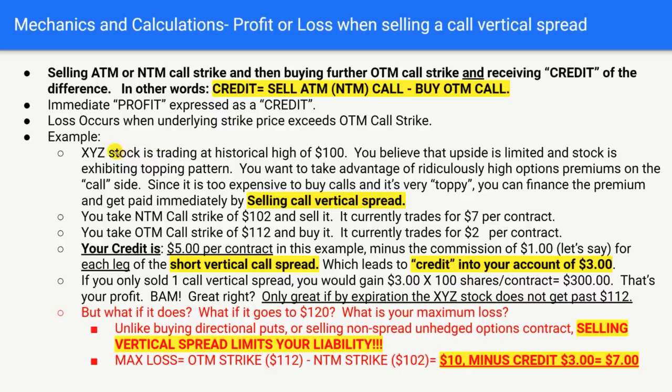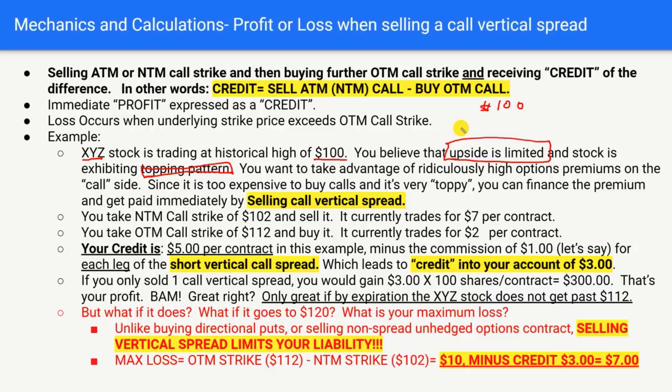Now, here's an example that we've been going through, and I'm going to reiterate what we talked about. I'm going to use slightly different numbers to help you. XYZ is our fictitious stock, trading at historical highs of $100, okay? You believe that the upside is limited. This is the key right here. And the stock is exhibiting a topping pattern. Remember from our chart divergences, we have to look at those topping patterns, okay?